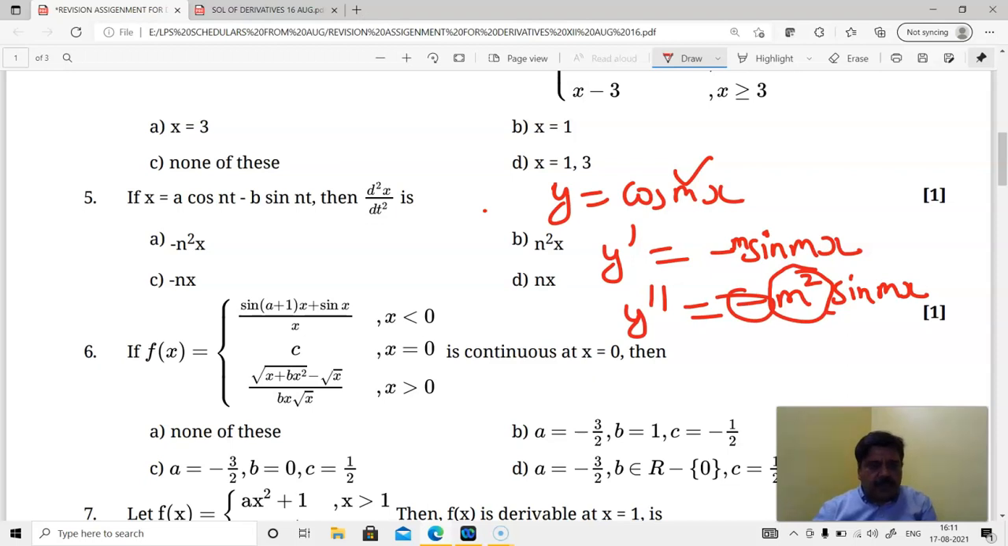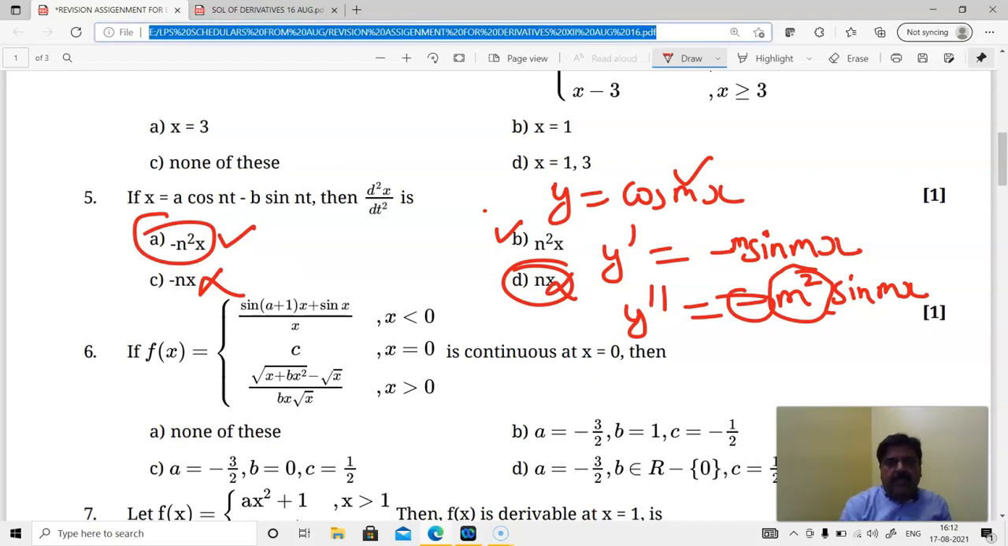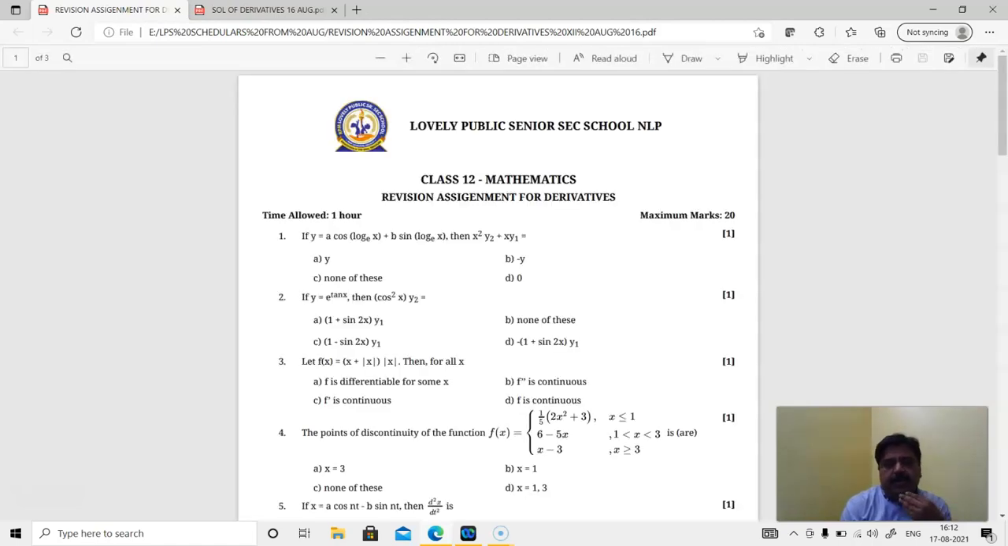So if you see that these possible answers are invalid, we only get either n square or minus n square. So which one is the correct one? It is minus n square x, because Rolle's theorem has been deleted. Now again, the mean value theorem has been removed, so the concept remains very less.